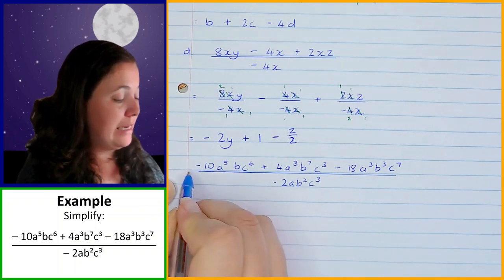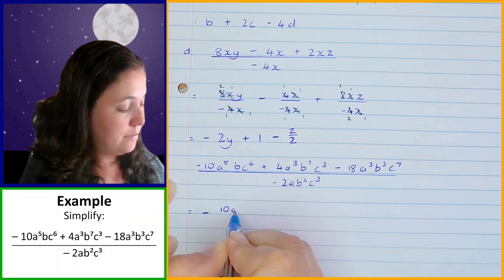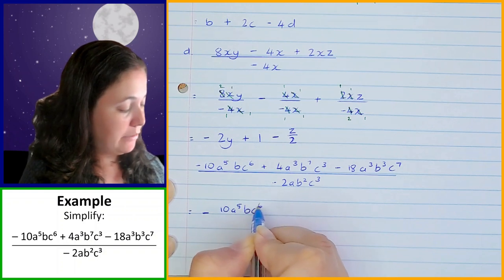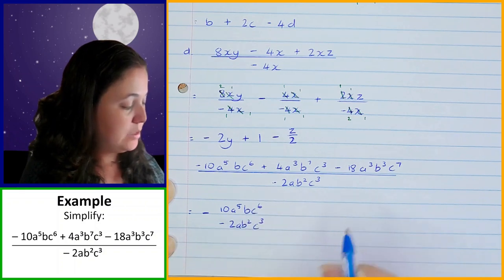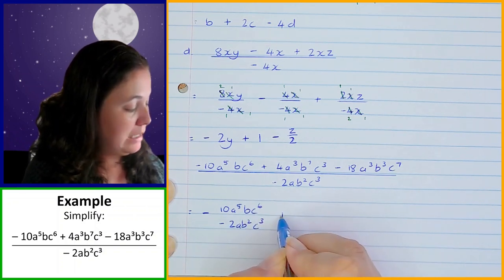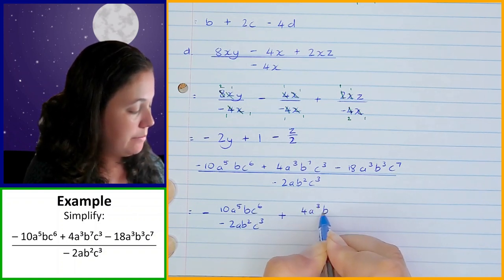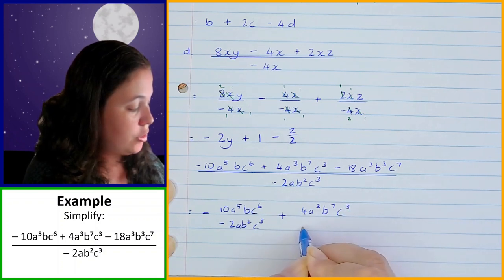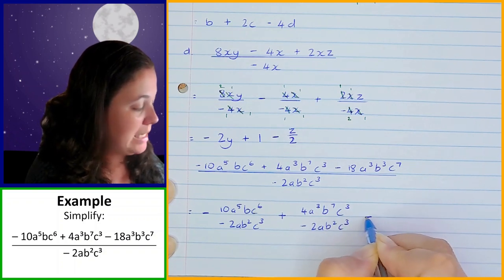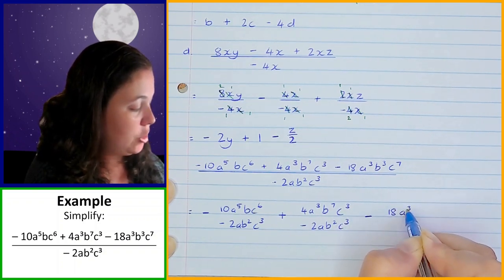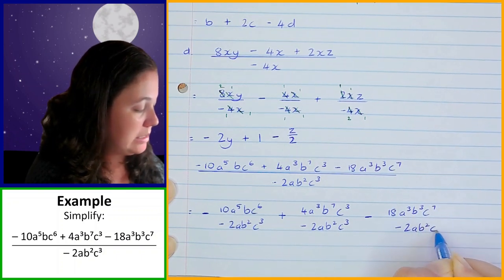So over here, I've got negative 10a to the power of 5, b, c to the power of 6, over negative 2ab squared c cubed. Then I've got plus 4a cubed, b to the power of 7, c cubed, over negative 2ab squared c cubed. Then I've got minus 18a cubed b cubed c to the power of 7 over negative 2ab squared c cubed.